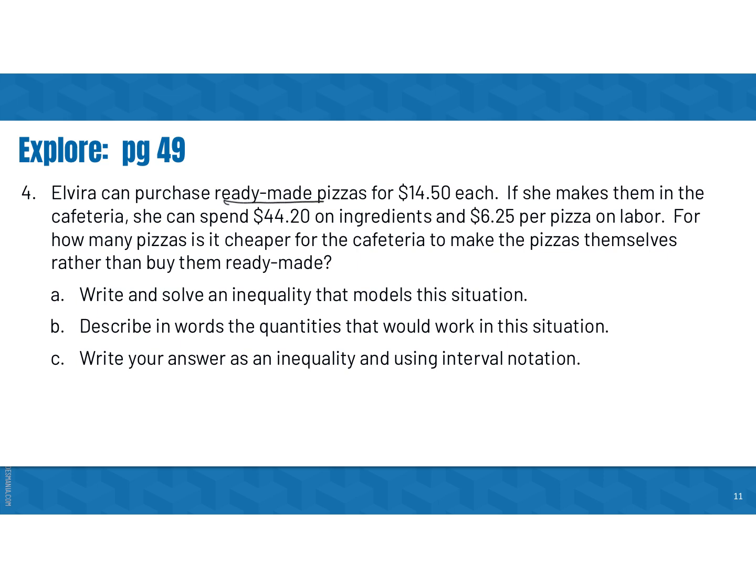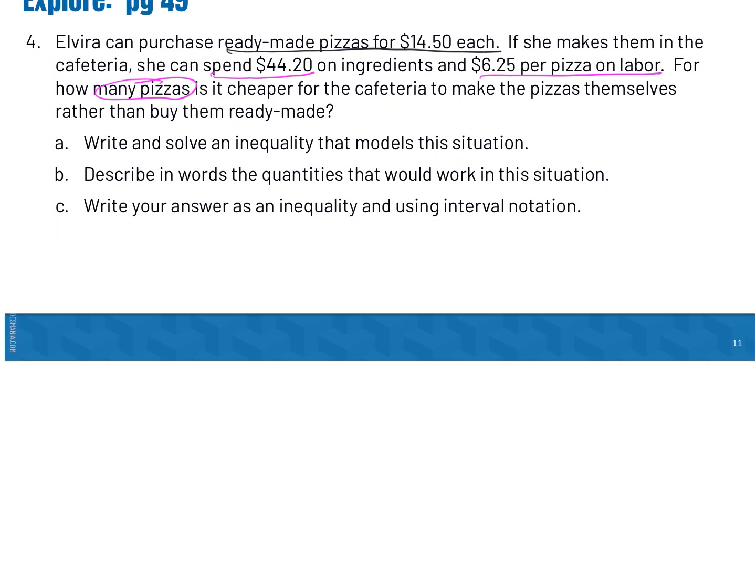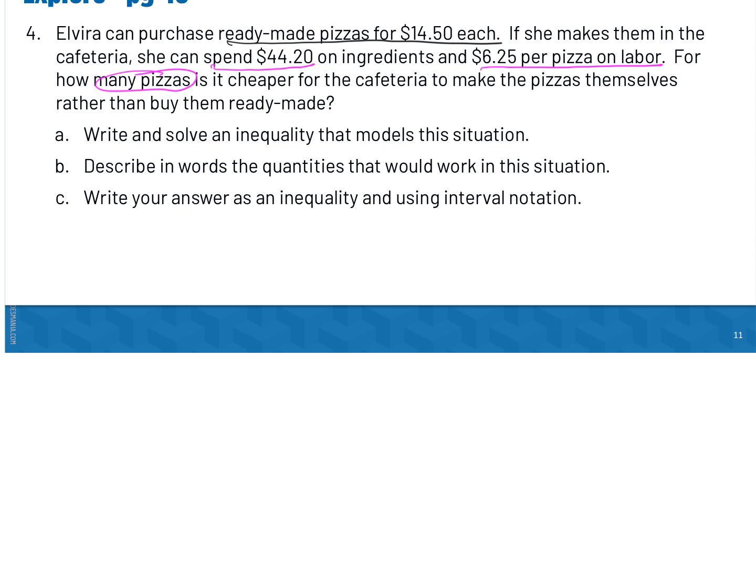So we have ready-made is $14.50. I'm going to change my highlighter. She can spend $44.20 and then $6 per labor. And how many pizzas? Okay, so let's think about this. This equation is going to be different. So we're going to let P equal the number of pizzas that she can make, right?